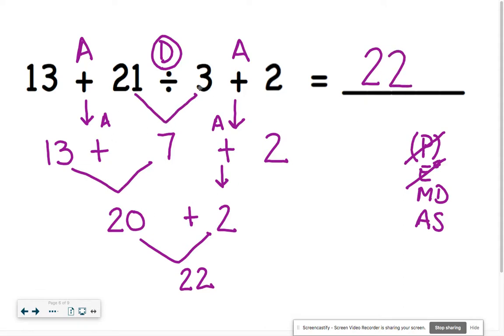I really like to draw these arrows showing how I went from one step to another, keeping your work in lines. That way your information stays organized and it stays in the correct order. Let's try another one.